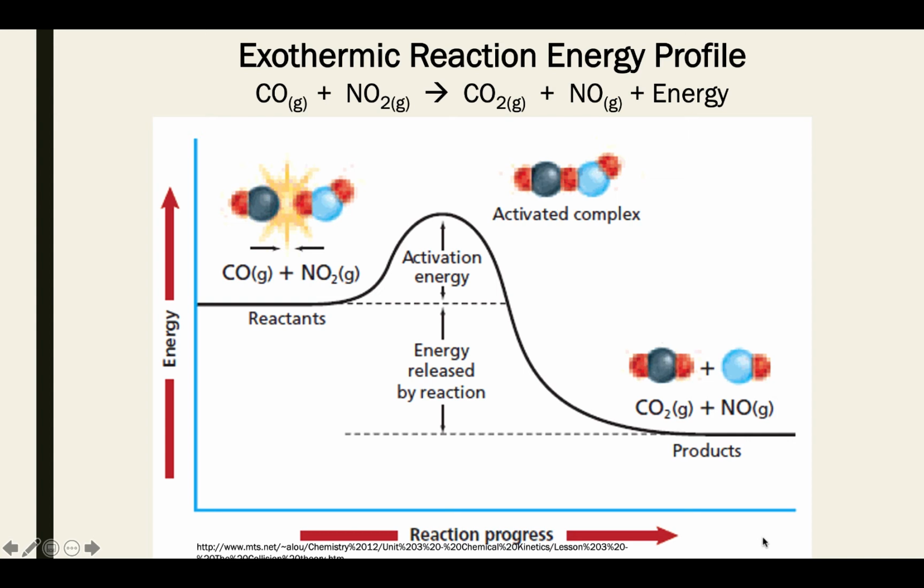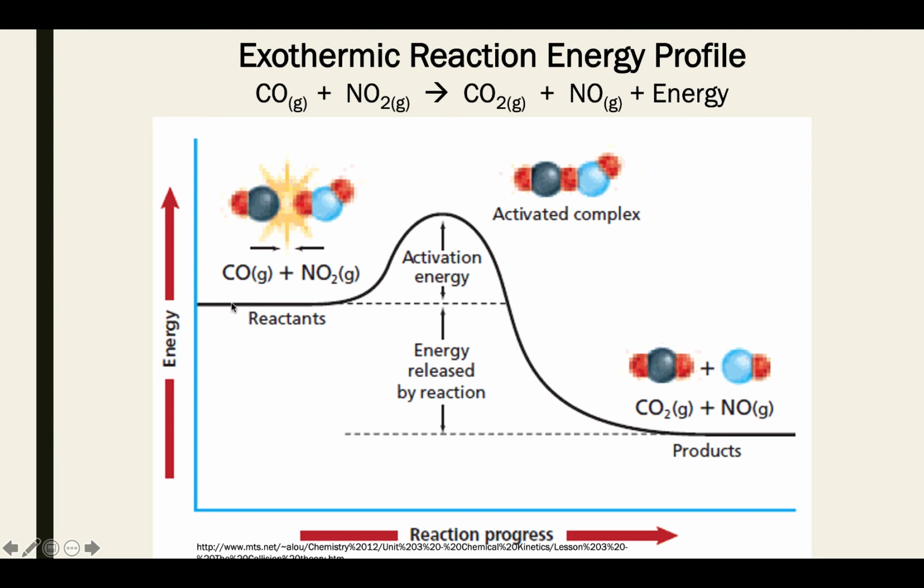Here's a specific example for an exothermic reaction, the reaction between carbon monoxide and nitrogen dioxide to form CO2, NO, and release of energy. It's an exothermic reaction because energy is exiting the system. It's being produced by the reaction.